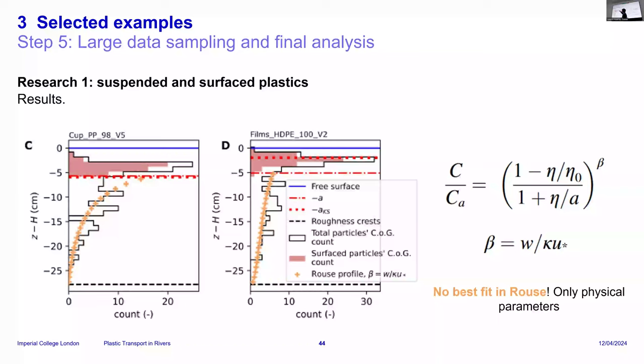What you see colored red are the plastics that we detect are touching the free surface. And the two red lines are different methods to estimate the maximum distance between plastics touching the free surface and beneath. And we start seeing very consistently that the plastics in the red area are over-concentrated, beyond what a Rouse profile would explain.